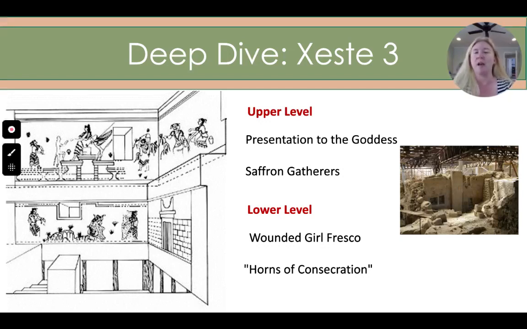I'm going to give you a room in Pompeii and send you to town and see what you can come up with. It will be easier than this one. This one happens to be particularly difficult. All right, but I'll find a room that's not quite so terrible. So we're going to look at it. We're in a building called Xeste 3.